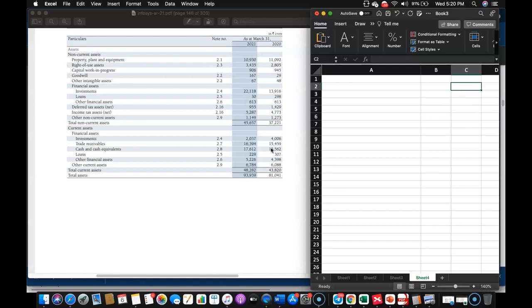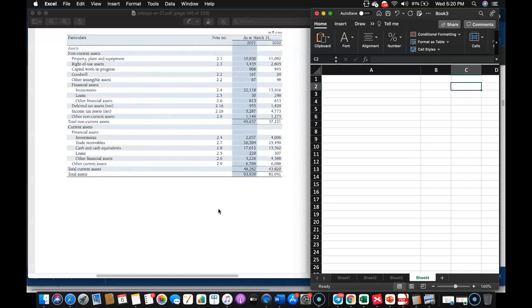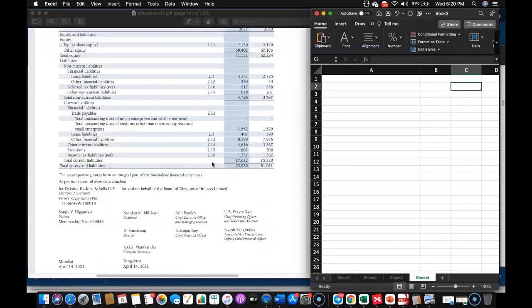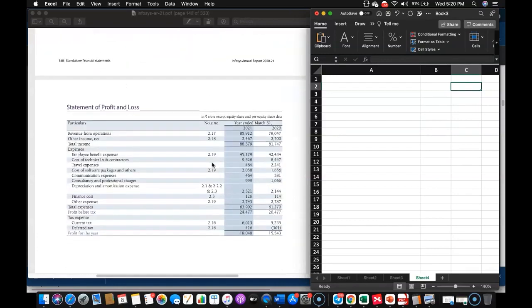It is 17,612. Okay, that's why we call these companies as cash cows. Yes, and they have substantial trade receivables as well. Okay, let's try to understand them, and let's just glance through the statement of profit and loss. Then we'll get into the fundamental ratios.